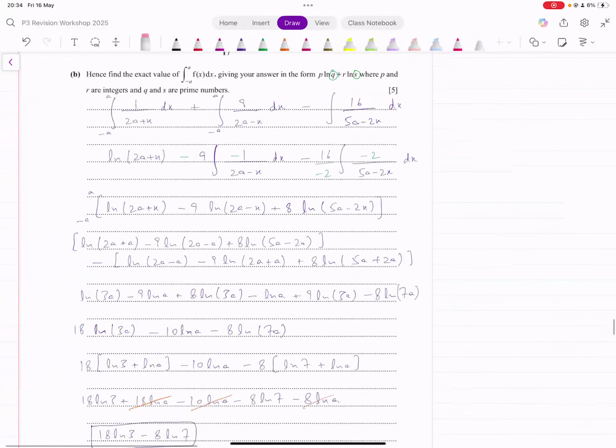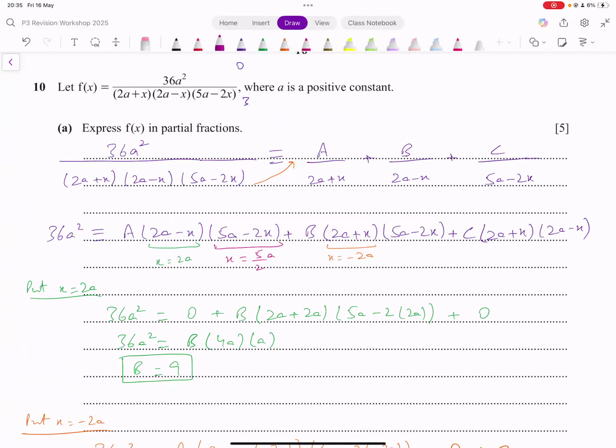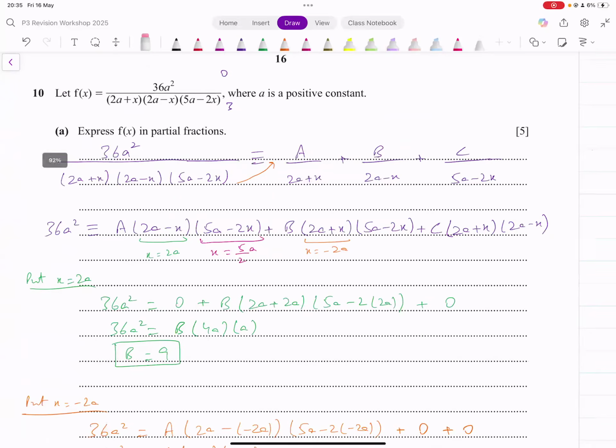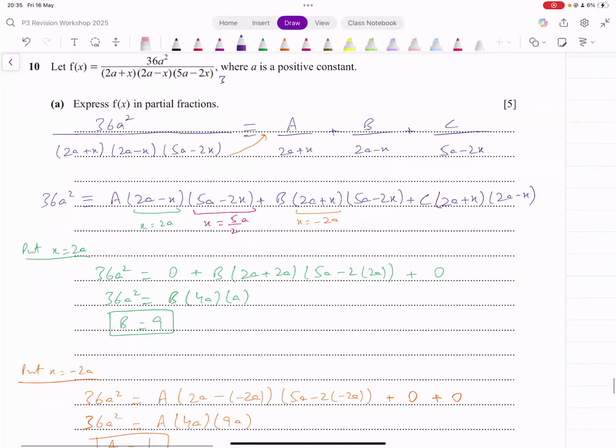from a recent paper. So they can have these constants here in partial fractions sometimes as well. So this is 36a squared divided by 2a plus x, 2a minus x, 5a minus 2x. They've tried to make it a bit more complicated by introducing the letter a there. How would you do this? These are linear factors. The powers of x are all 1. So these are non-repeated linear factors. You'll have a form like this for this. And then you do it the normal way, not getting scared by that letter a.